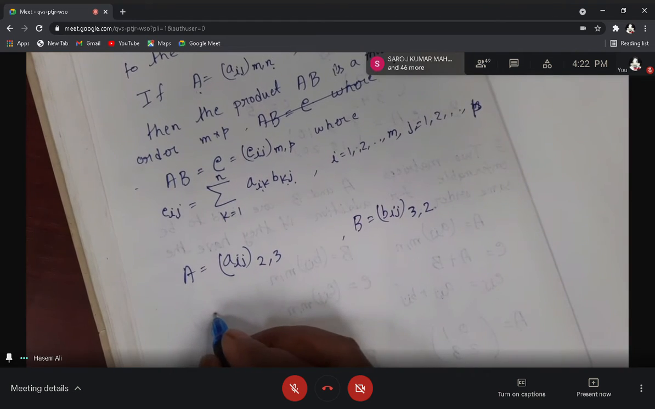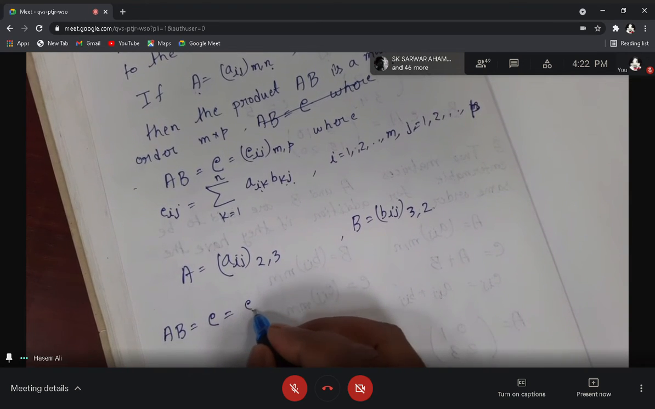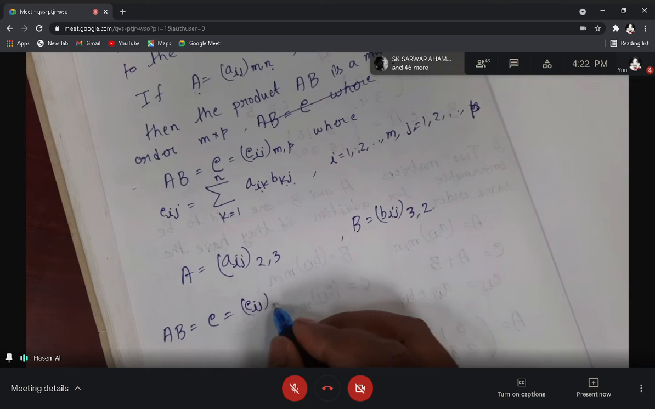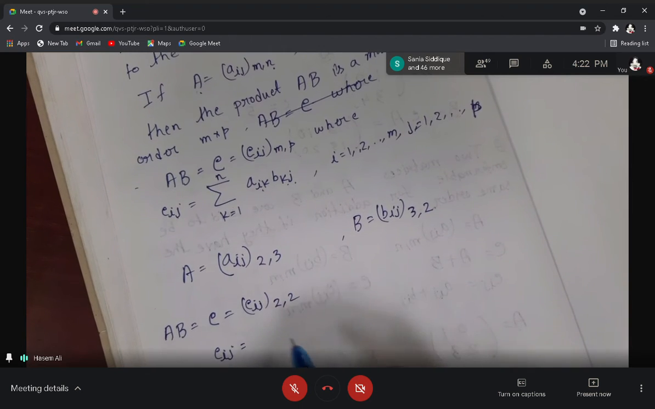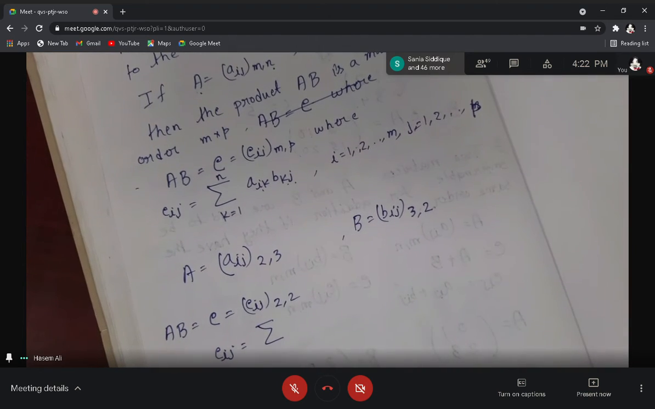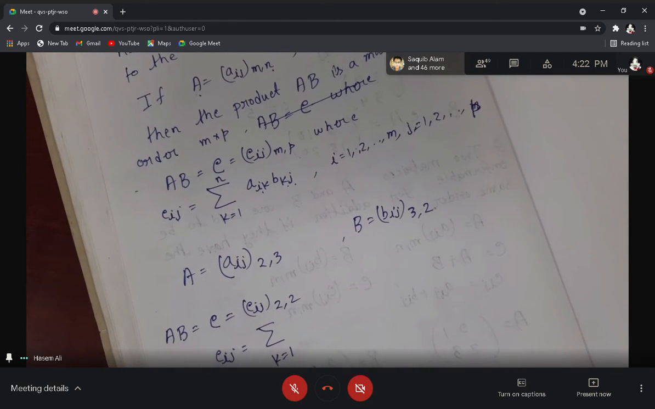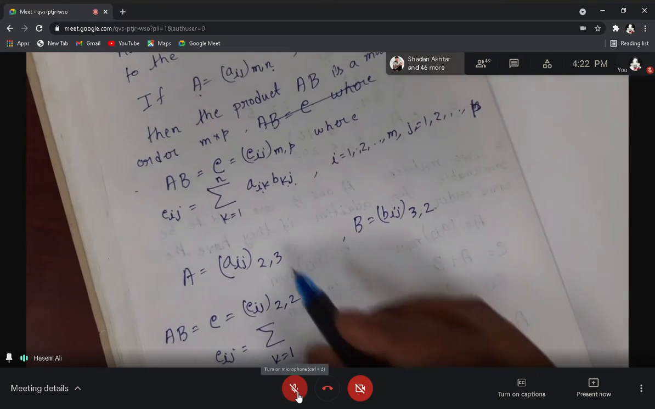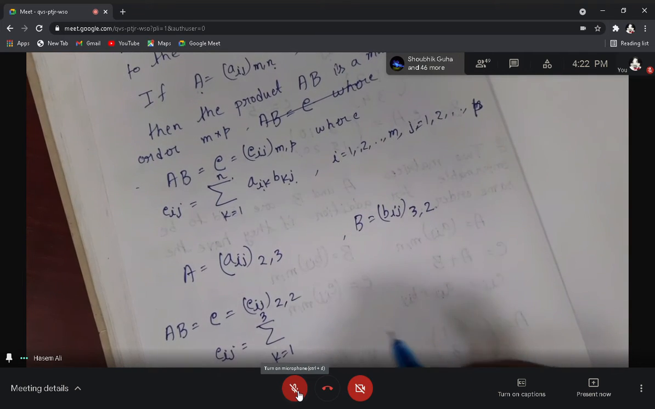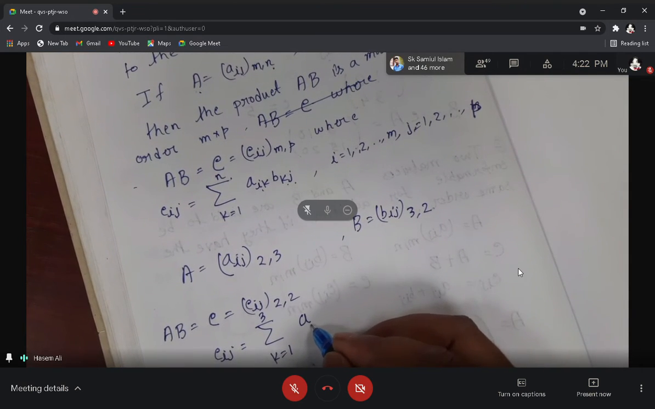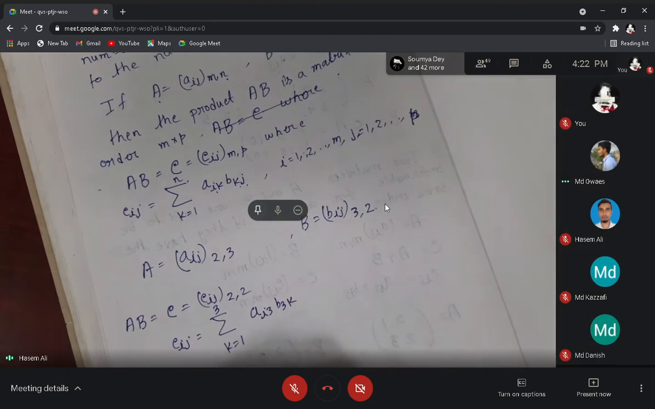So C equals AB. Here C equals Cij of order 2 by 2, where Cij equals the summation of k equals 1 to n. What is n here? Here n is 3. So Cij equals the summation of Aik Bkj.